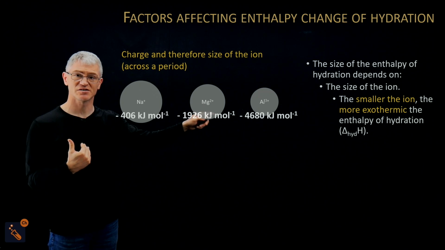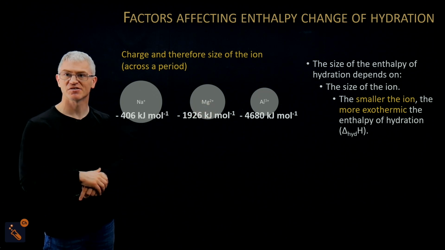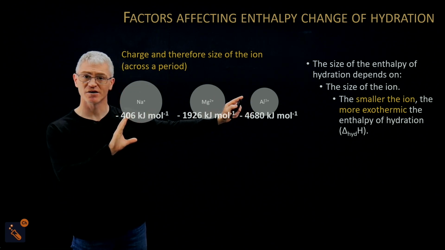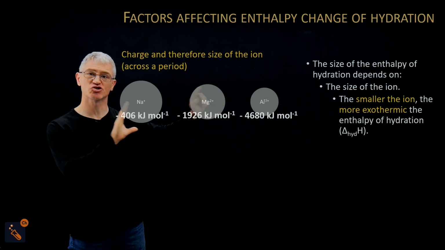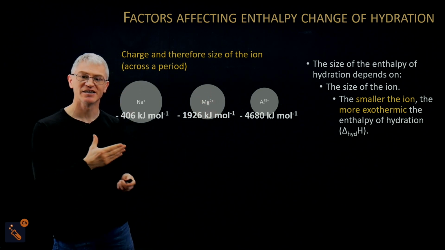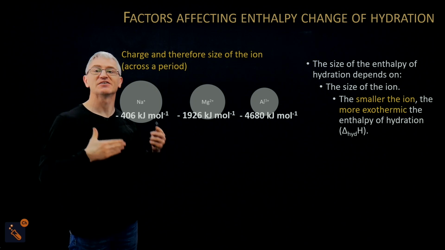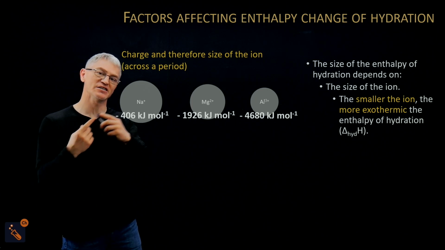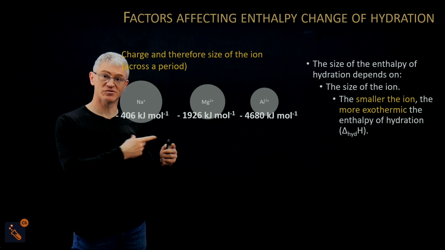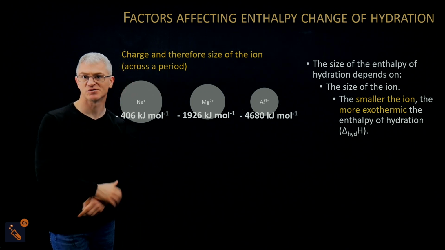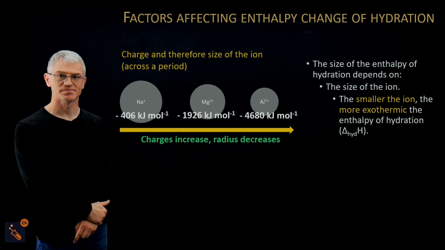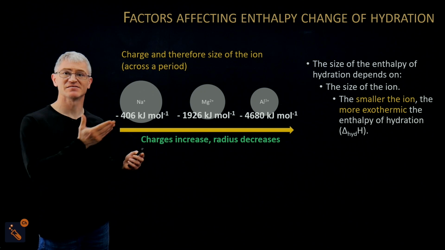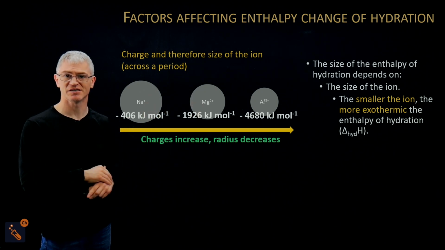Minus 406, minus, notice it's getting more exothermic, okay, because the ion is getting smaller, and therefore the attraction to the water when you're hydrating it is getting stronger. And if there's a stronger attraction between the water and the ions, the opposite is true when you make the bonds, you give more energy out. It becomes more exothermic. Now, all we have to say in the exam: charge increases, radius decreases. Okay, and then say it's more exothermic, the enthalpy change of hydration.